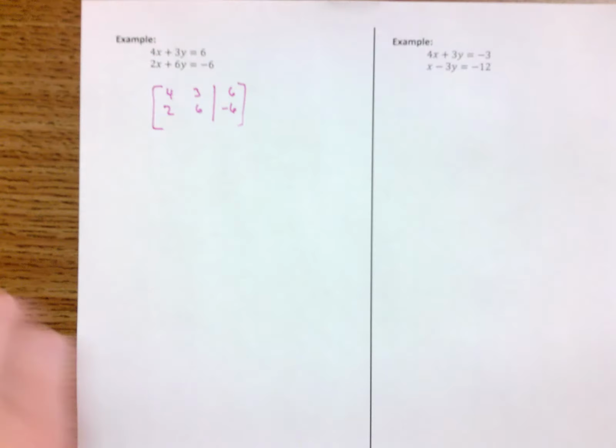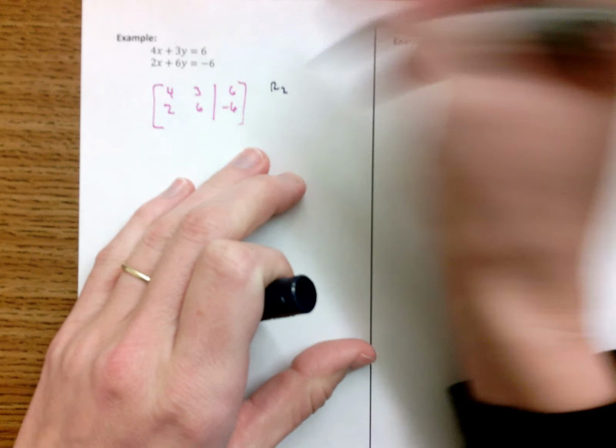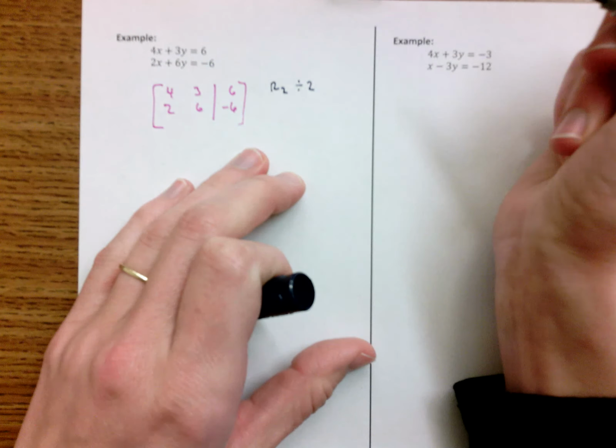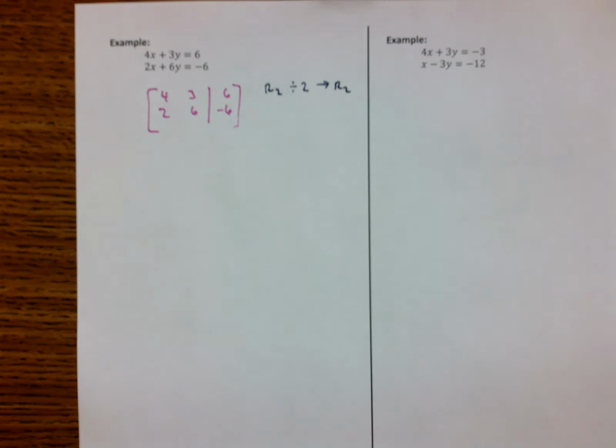Okay, so the first thing that I'm going to do with this guy is I'm going to take row 2. So I'm writing R2 for row 2. I'm dividing it by 2. And then I'm just going to put it right back where it was in row 2. Okay, so I'm just going to take every number in this row and I'm going to divide it by 2.